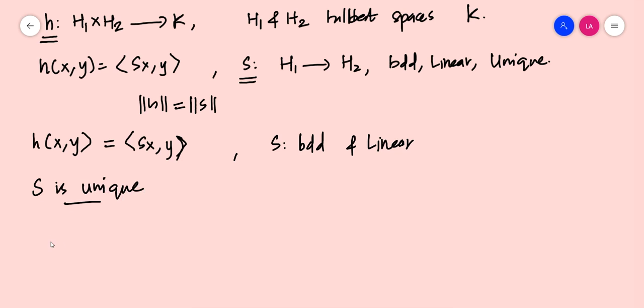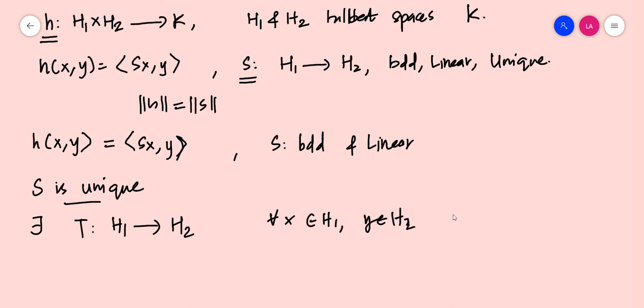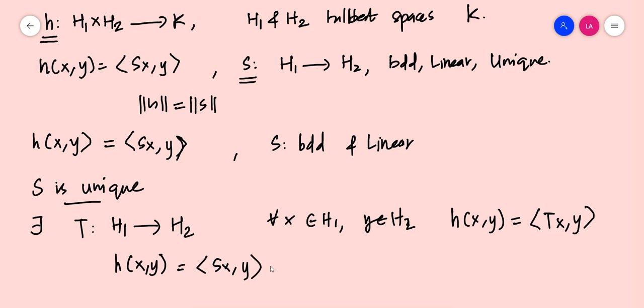First we assume that there exists a T from H1 to H2 such that for all x element of H1 and y element of H2, h of x,y is of the form inner product Tx,y. We have already established that h of x,y is of the form inner product Sx,y. So we have assumed that associated with h we have two bounded linear operators S and T, both from H1 to H2, such that h of x,y is equal to inner product Tx,y and h of x,y is equal to inner product Sx,y. Now we equate these: h of x,y is equal to inner product Sx,y, which is equal to inner product Tx,y.